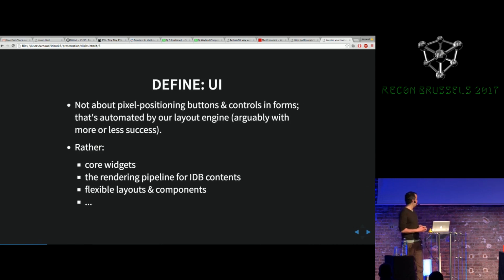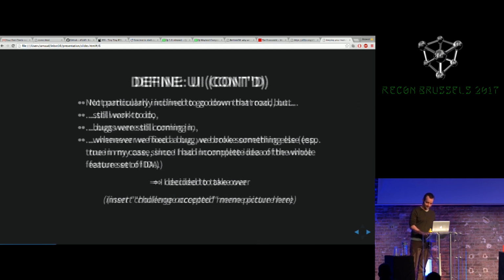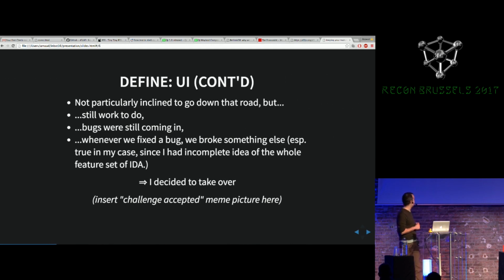When I'm talking about UI, it's not about, hey, this button is misplaced or anything like that. We know they are, right? This is about basically the rendering pipeline, how the stuff that you place in your IDB is actually rendered on the screen. That's what we call the rendering pipeline. This is about that. I was not particularly inclined to go down that road, but then again, it's not as stupid as positioning buttons, so it's actually fairly interesting.